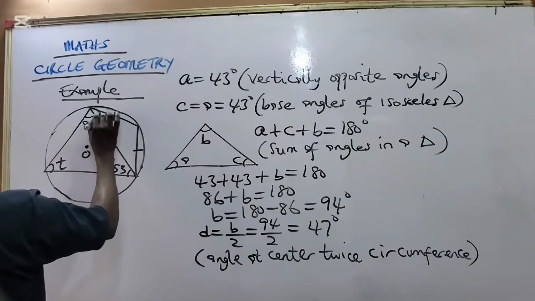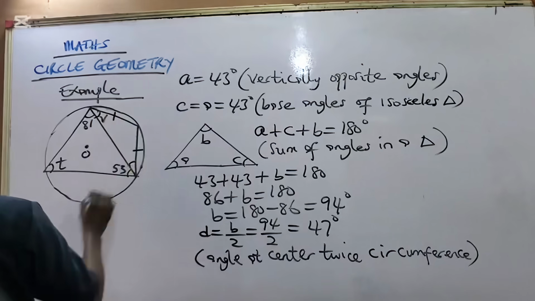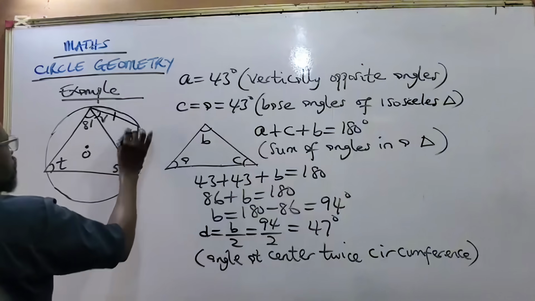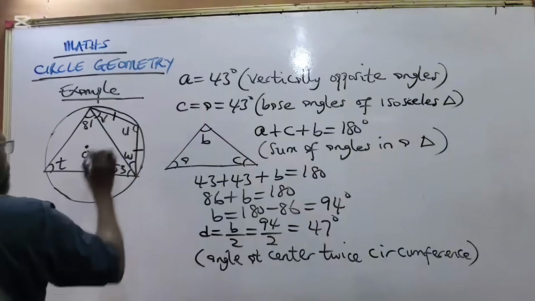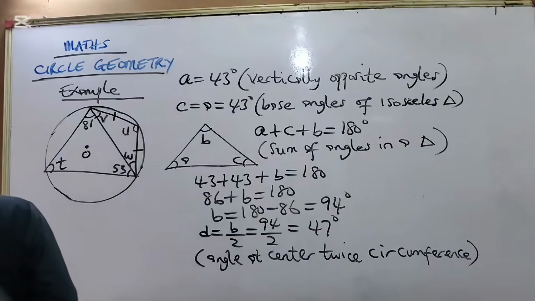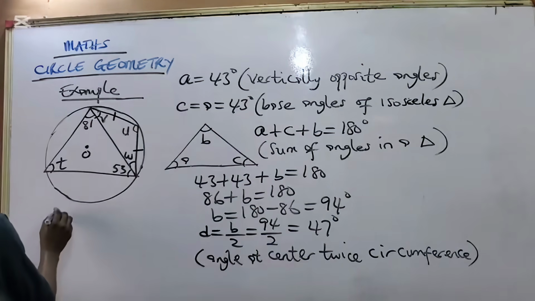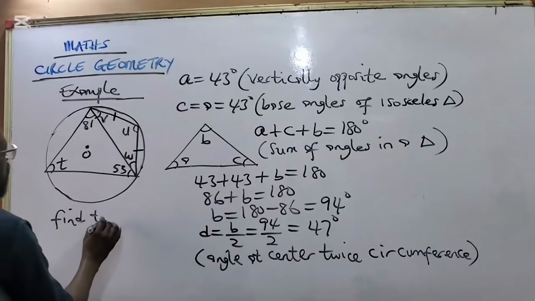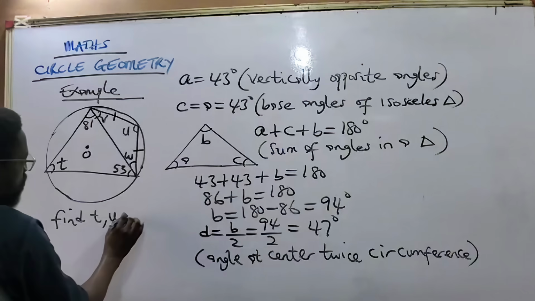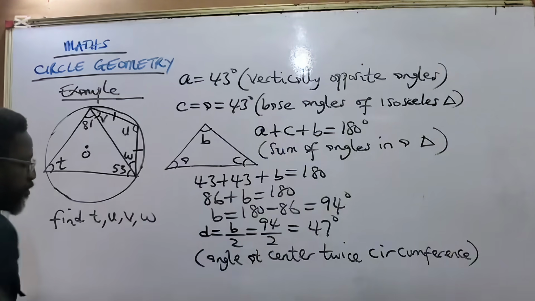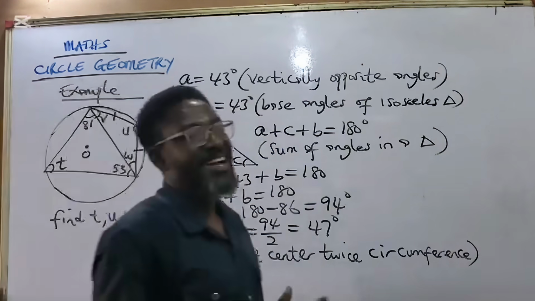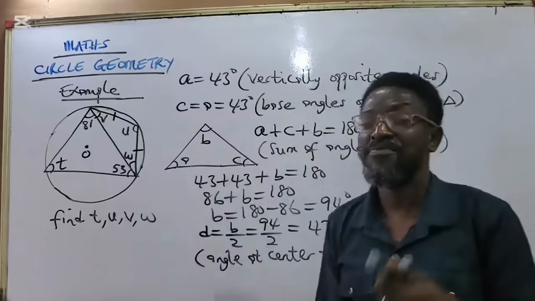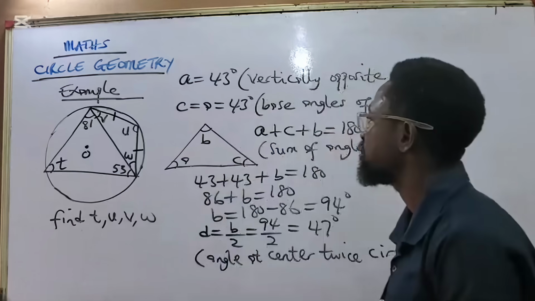Here is V. Here is W. Here is what? U. So I'm looking for the value of phi T, U, V, W. Mind you, you can calculate any one first. So the one that comes to your mind first is the first one you should calculate.